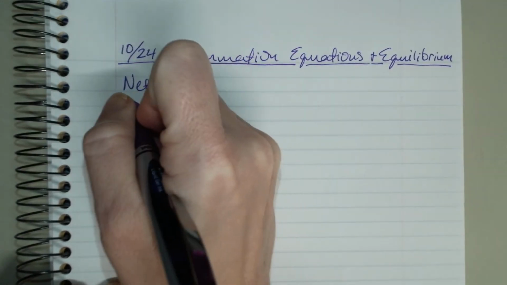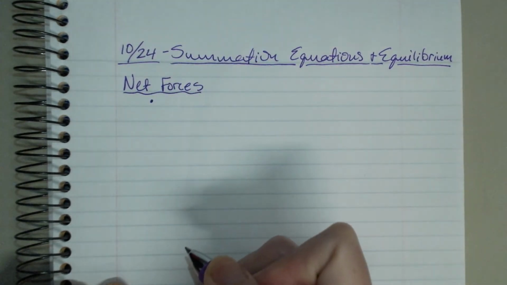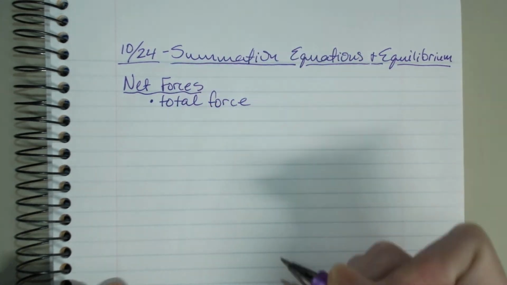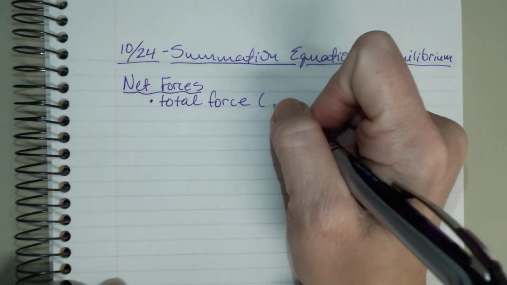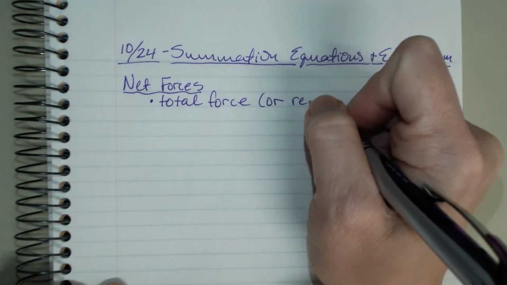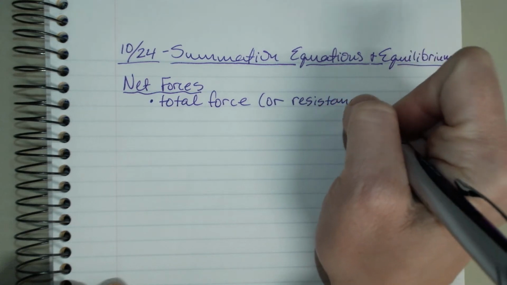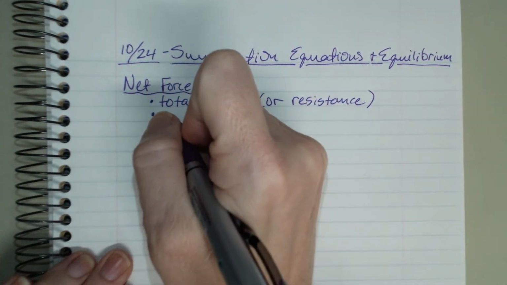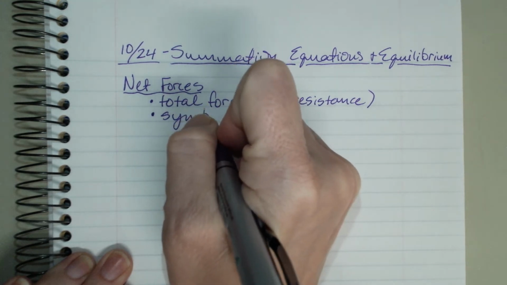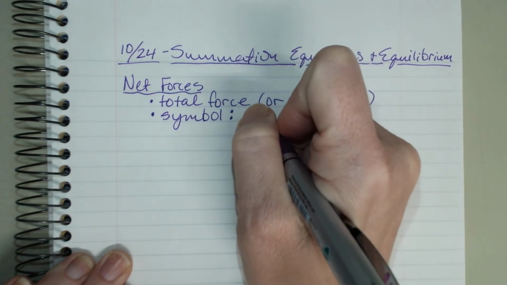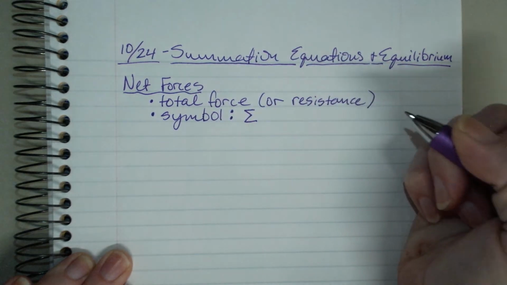Okay, so net forces, these are the total force, and that can mean a resistance force, air resistance, friction, something resistance, along with whatever's applied or pulled. And it has a symbol, and it's a Greek letter, sigma.